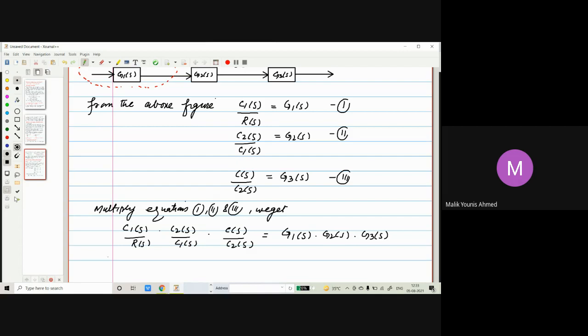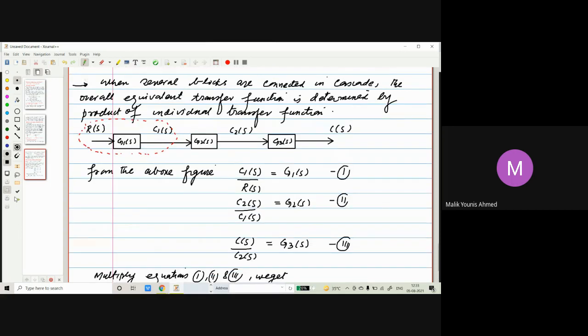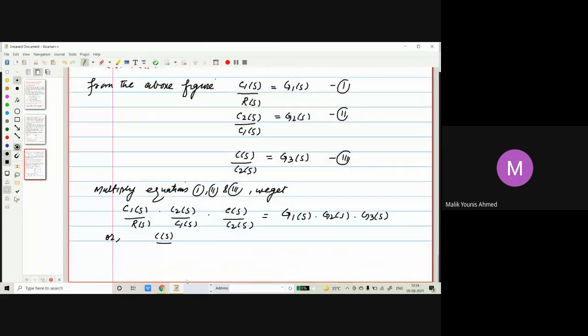So on the left hand side, we will have C of S by R of S, that is the overall transfer function. You can very clearly see what is overall. Overall output is C of S, overall input is R of S. C of S by R of S will be equal to the product of the individual transfer functions. That's what we have said. So you don't have to prove all these things while you are reducing a block diagram. You just have to multiply the individual transfer functions if this type of situation arises. So that is G1 of S multiplied by G2 of S multiplied by G3 of S. So this is the first result we have got. I will box it in red.